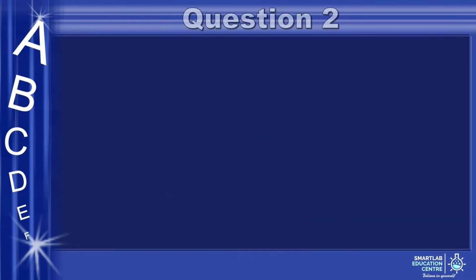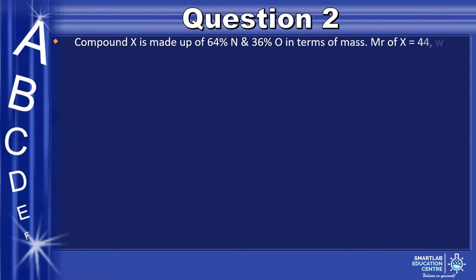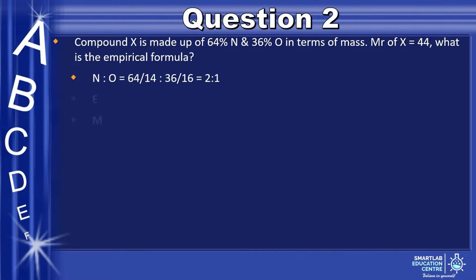The second question is that given that compound X is made up of 64% nitrogen and 36% oxygen in terms of mass, and the Mr of X is 44, what is the empirical formula of X? By taking the mole ratio of nitrogen to oxygen, it is 2:1. And therefore the empirical and molecular formula is N2O.